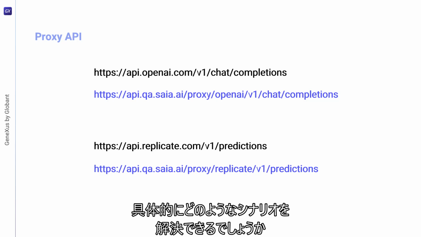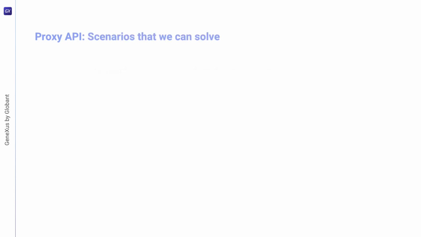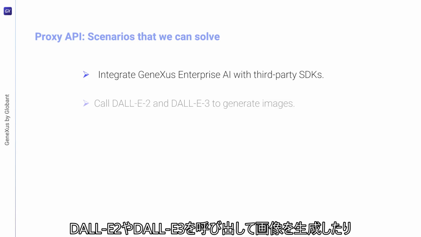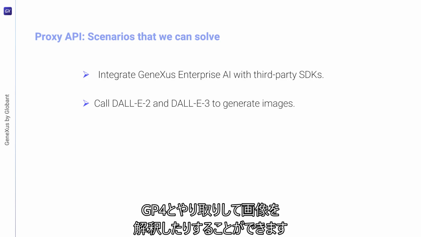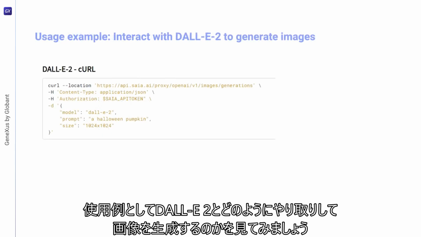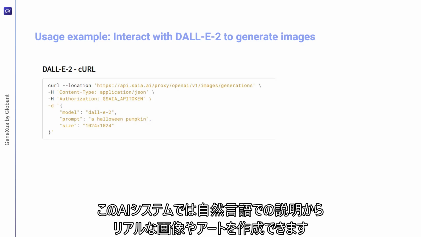Now, what specific scenarios can we solve? Genexus Enterprise AI can be integrated with third-party SDKs, interact with artificial intelligence systems to generate images, and interact with GPT-4 to interpret images. As an example of use, let's see how to interact with DALL-E 2 to generate images. This AI system can create realistic images and art from a description in natural language.